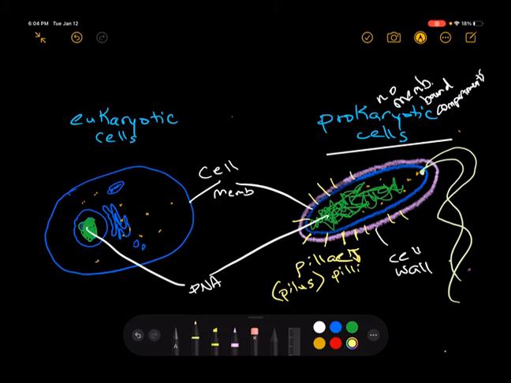Oh, and I did want to label this. This is flagella, and the singular is flagellum. Okay.